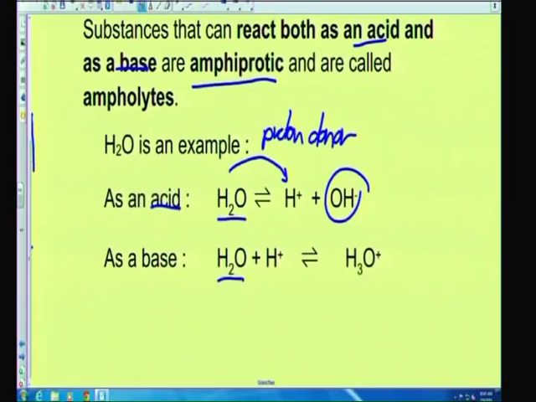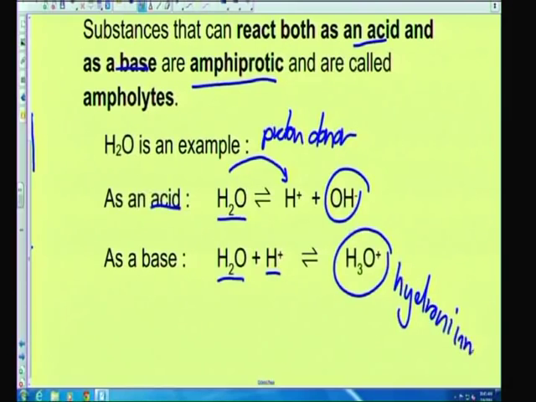What about this reaction now? If we have water and we add a hydrogen ion, what are we going to get? We're going to get this hydronium ion. What's water doing? It's accepting a hydrogen ion, so it is acting as a base. A base is a hydrogen ion acceptor, a proton acceptor. Okay, so we've clarified some terminology. Let's move on to classify different types of acids and bases.